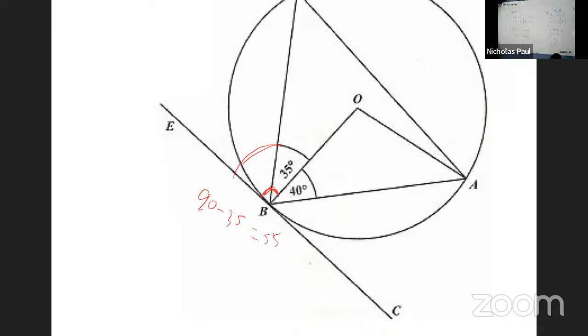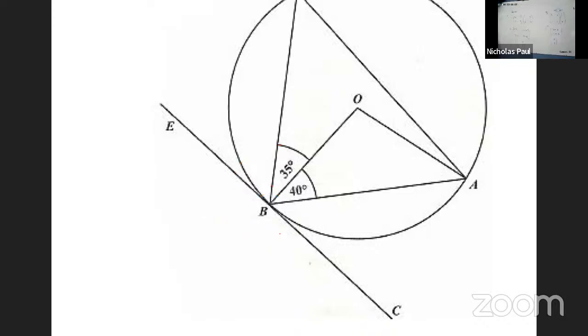Right? That's the first explanation. So you have to say OB tangent meets a radius, angle OBE is 90. And then write 90 minus 35. Okay? There you go. You learn your rules. Yeah?